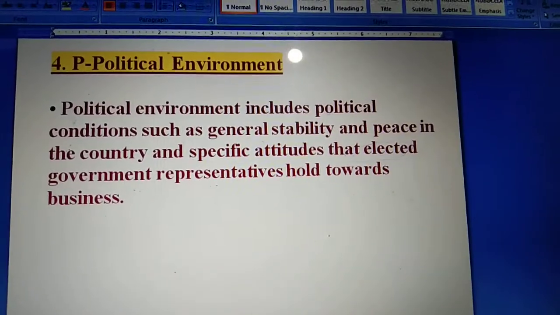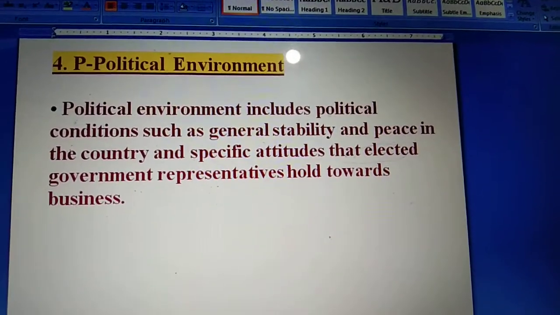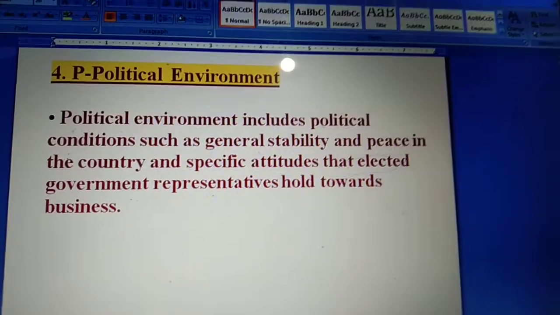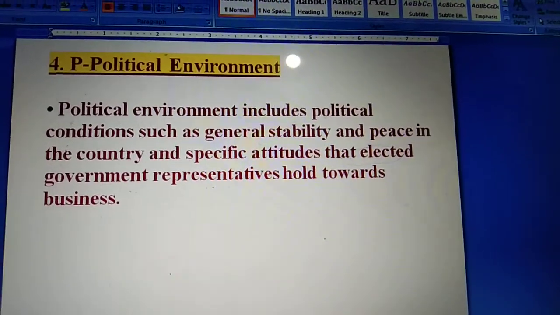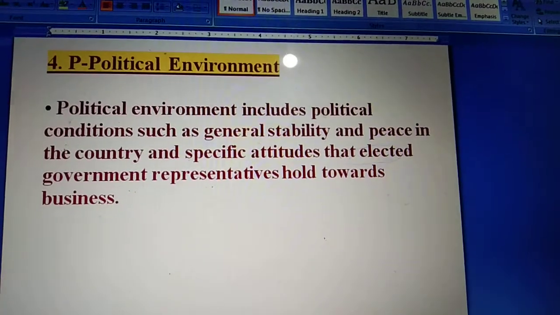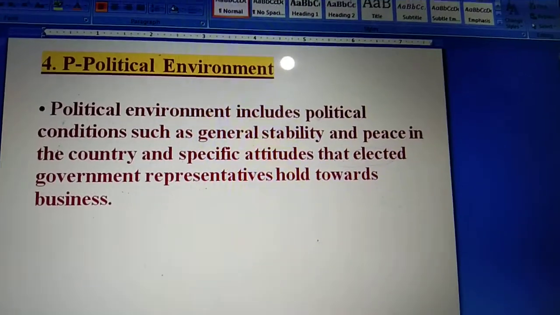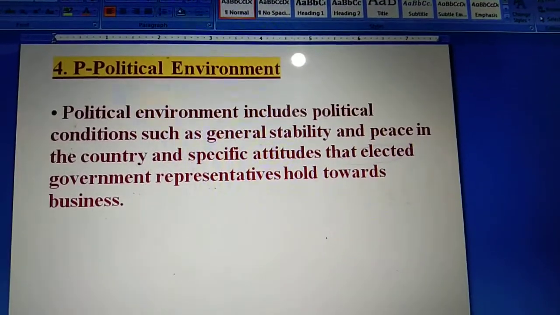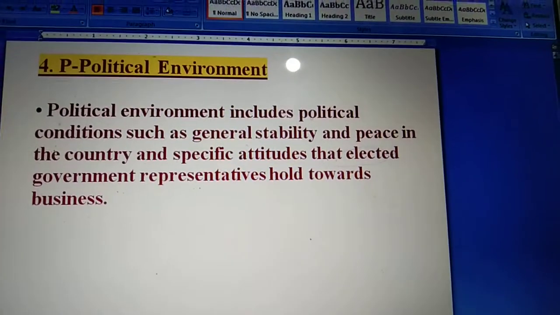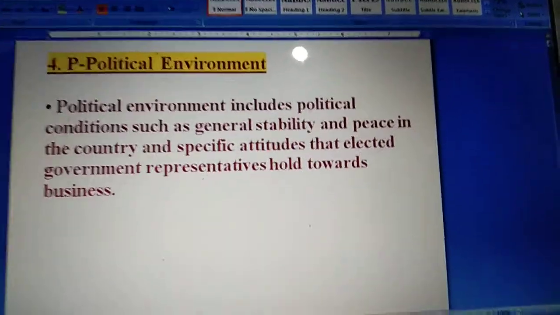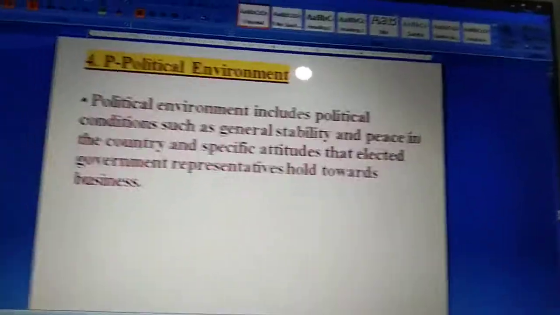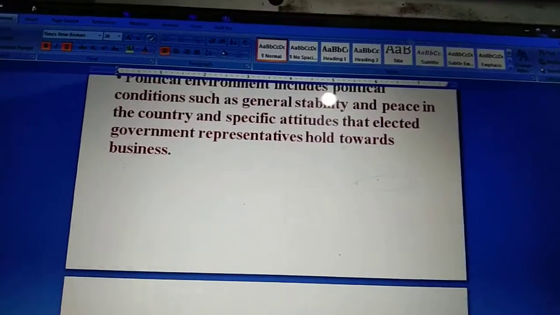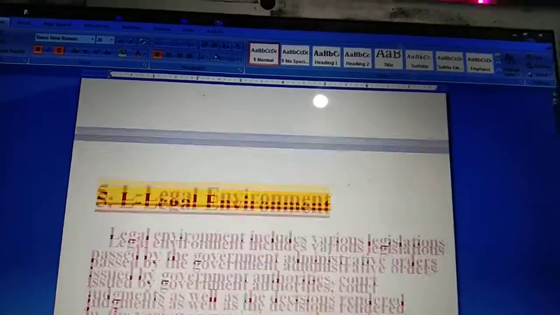It basically means the political environment looks at the condition of the political parties inside the country. If there is peace in the country, it's going to affect your business positively. If the attitude of the political parties is not positive towards business, then the business is going to be affected negatively. So the political environment affects the business, sometimes positively and sometimes negatively.